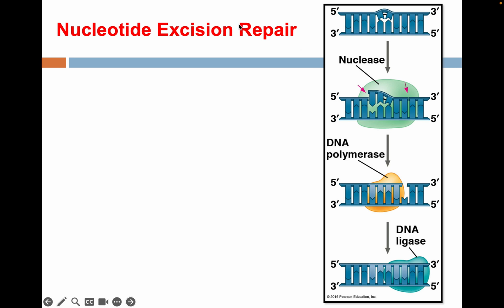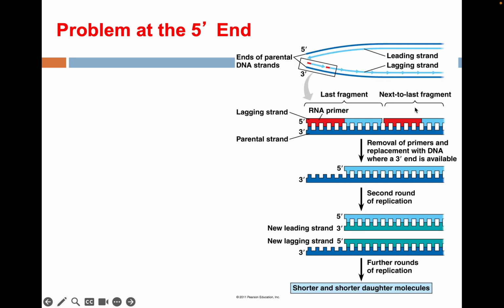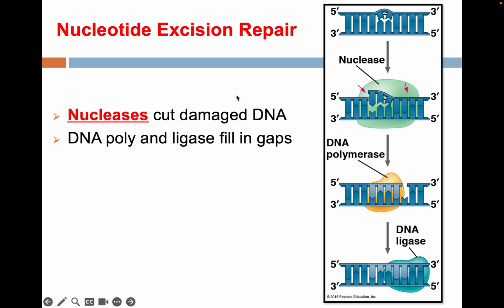So nucleotide excision repair, there's a nuclease. This is an enzyme, right? It ends in ASE. Nucleases cut out damaged bits of DNA. And then DNA polymerase and ligase come in to fill in the gaps, which is pretty cool. So to excise means to cut out, right? Nucleotide excision repair is when they cut out damaged DNA parts and replace them with new copies that are correct.